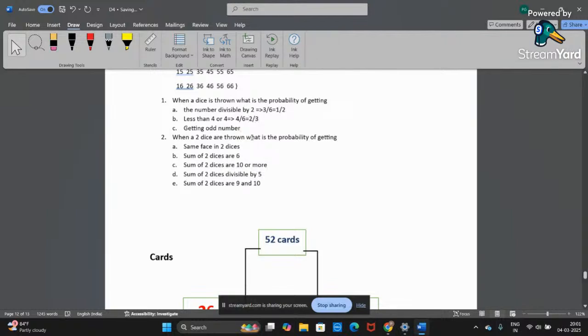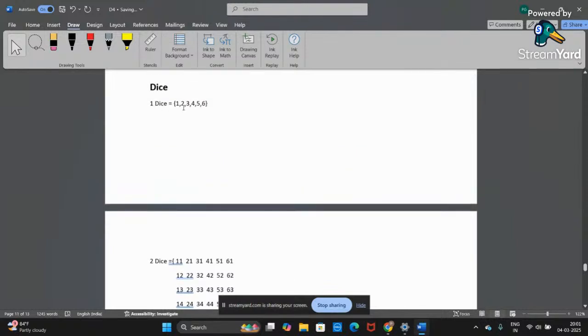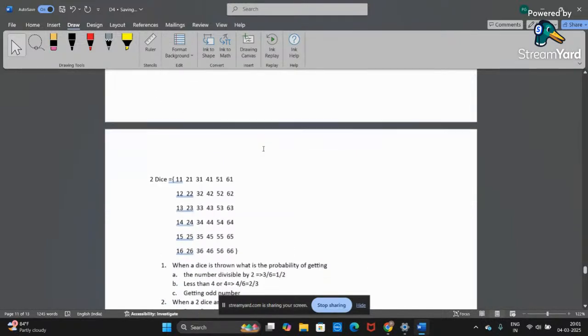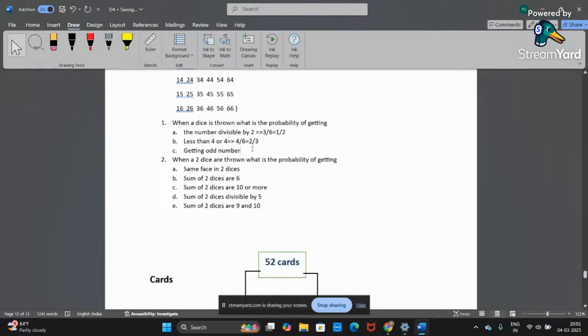Okay. Getting odd numbers. What are the odd numbers in one dice? 1, 3, 5. These three are odd numbers. So the probability of getting odd numbers, how many are there? 1, 3, 5. So 3 by 6. By simplifying 3 by 6, we get 1 by 2. This is your probability of getting odd numbers.